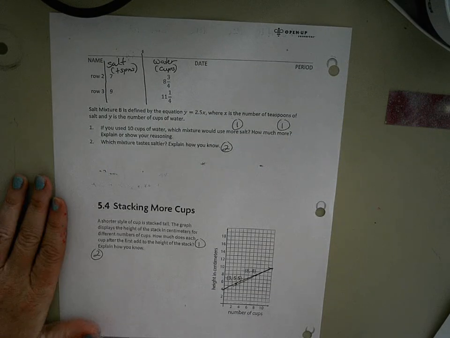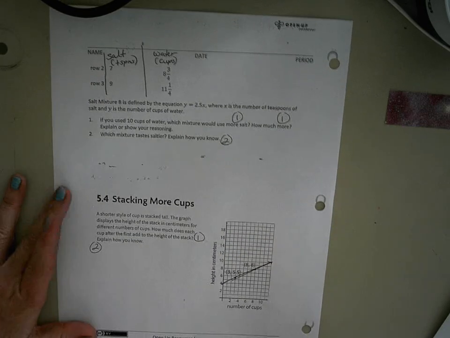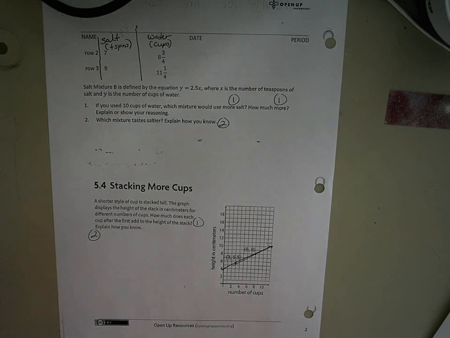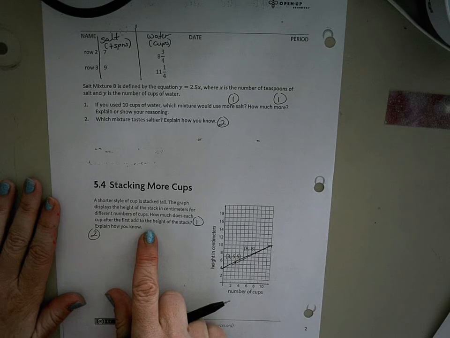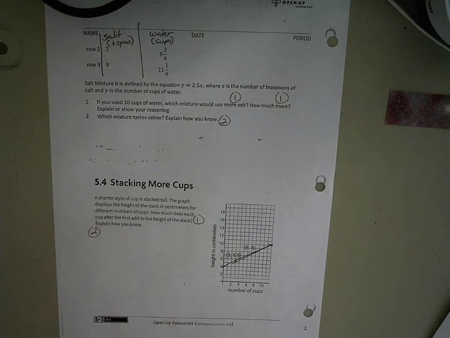And this was the one that we had the most questions about in the shoebox. So this is the one that we'll do together. We talked the other day about stacking cups. We had a cup and then it was stacked. This says a shorter style of cup is being stacked. So now the cup size is different. So the data is going to be a little different.